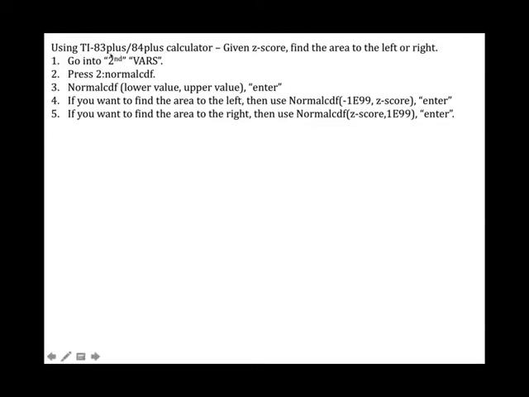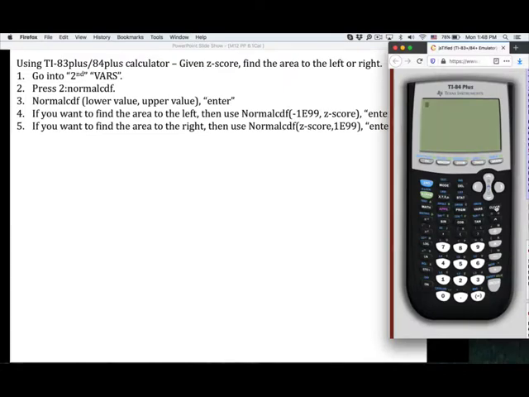Okay, using the TI-83 Plus or TI-84 Plus calculator. First part: if they give you the z-score and you need to find the area to the left or to the right, you'll follow this instruction. Use your calculator. First, go to the second, and then you're going to see the vars here.